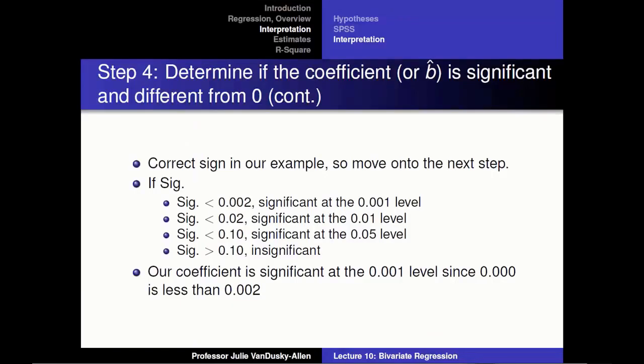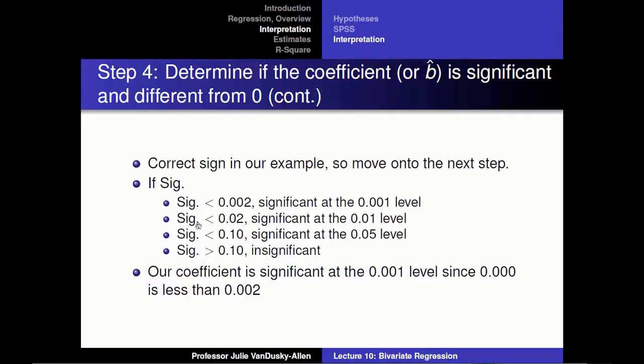To determine if the coefficient b hat is significantly different from 0, follow these steps. Start with this first criterion here. If the sig value is less than 0.002, then the coefficient is significant at the 0.001 level. If the sig value does not meet this criterion, move on.